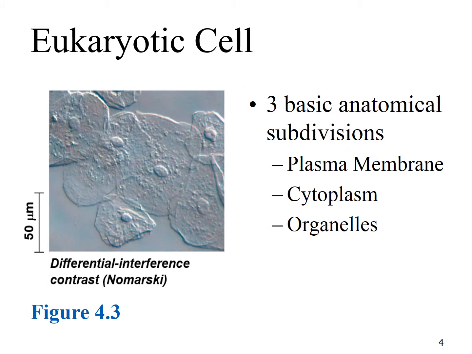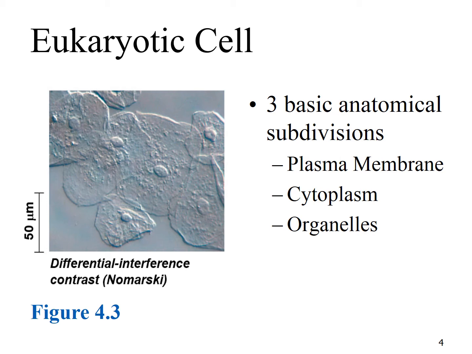When we take a look at the structure of eukaryotic cells, we see that there are basically three major anatomical subdivisions. Those include the plasma membrane, basically the membrane that surrounds the cell. Its primary function is to control what comes into and out of the cell. We'll spend quite a bit of time looking at the plasma membrane and the functions of the membrane.